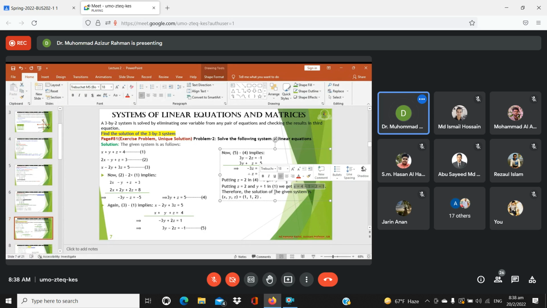So our solution is: the value of x equals 1, the value of y equals 1, the value of z equals 2. So we have one solution here. This is the one.